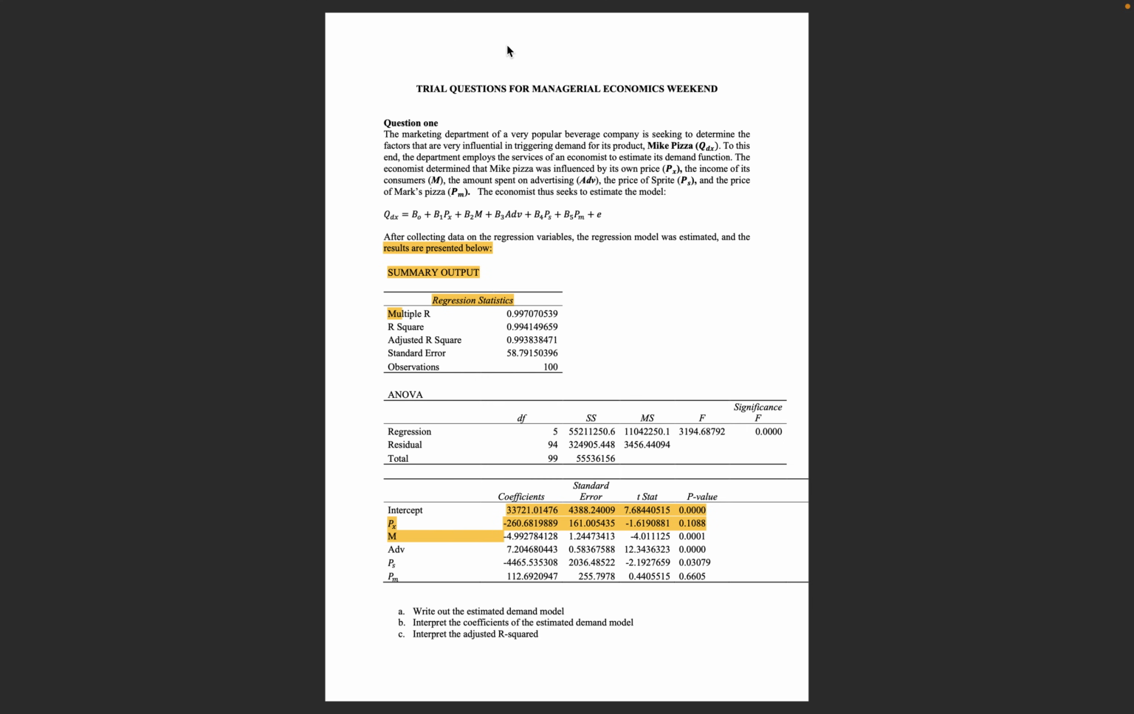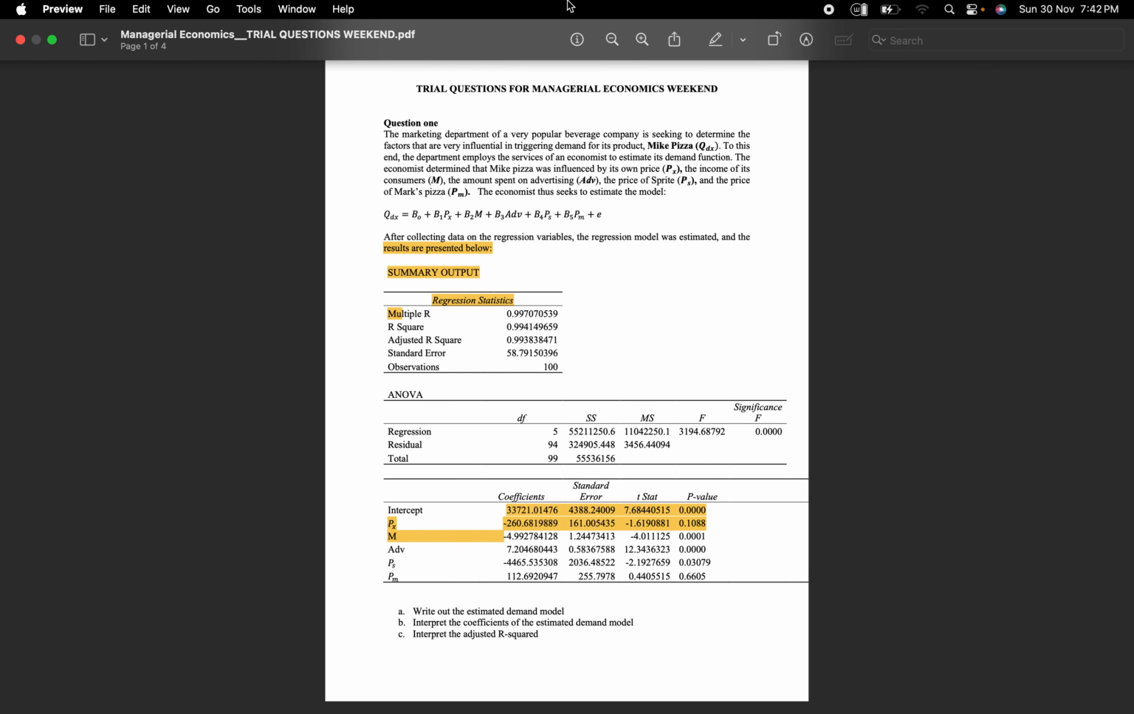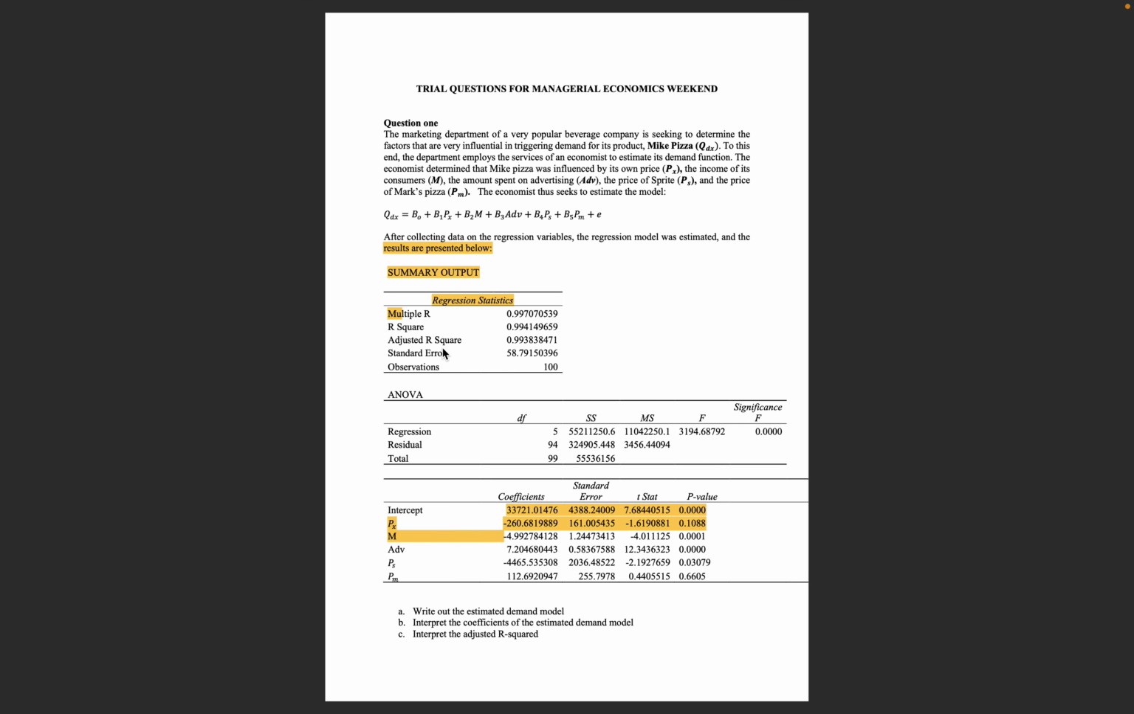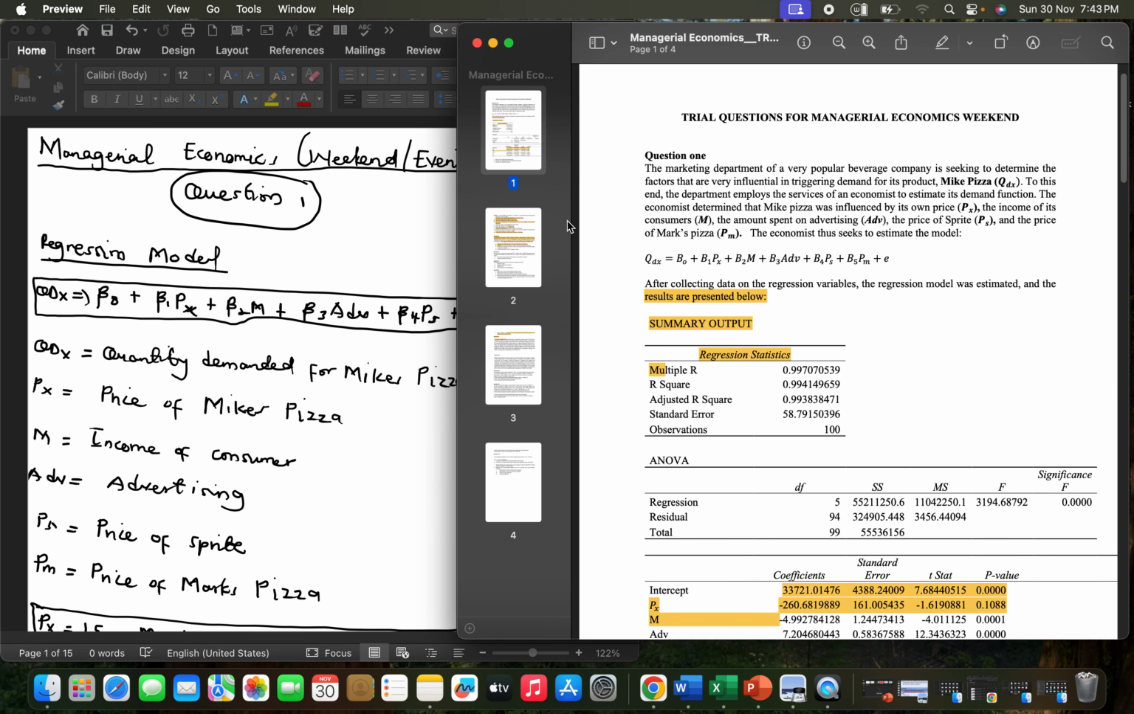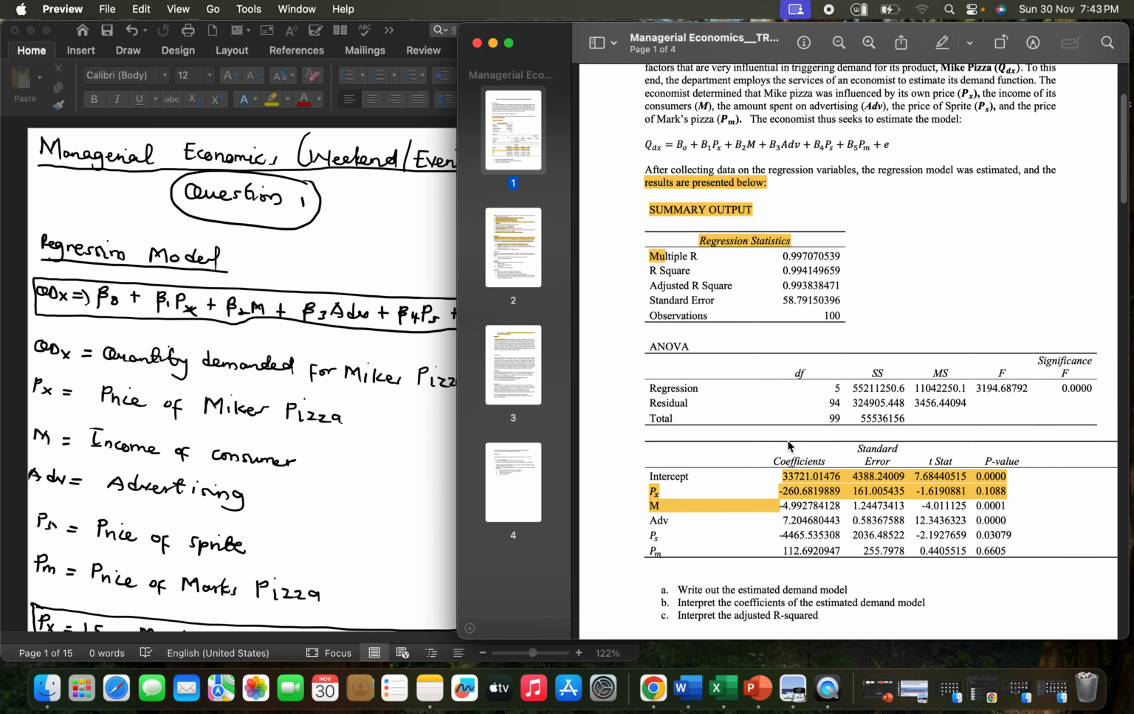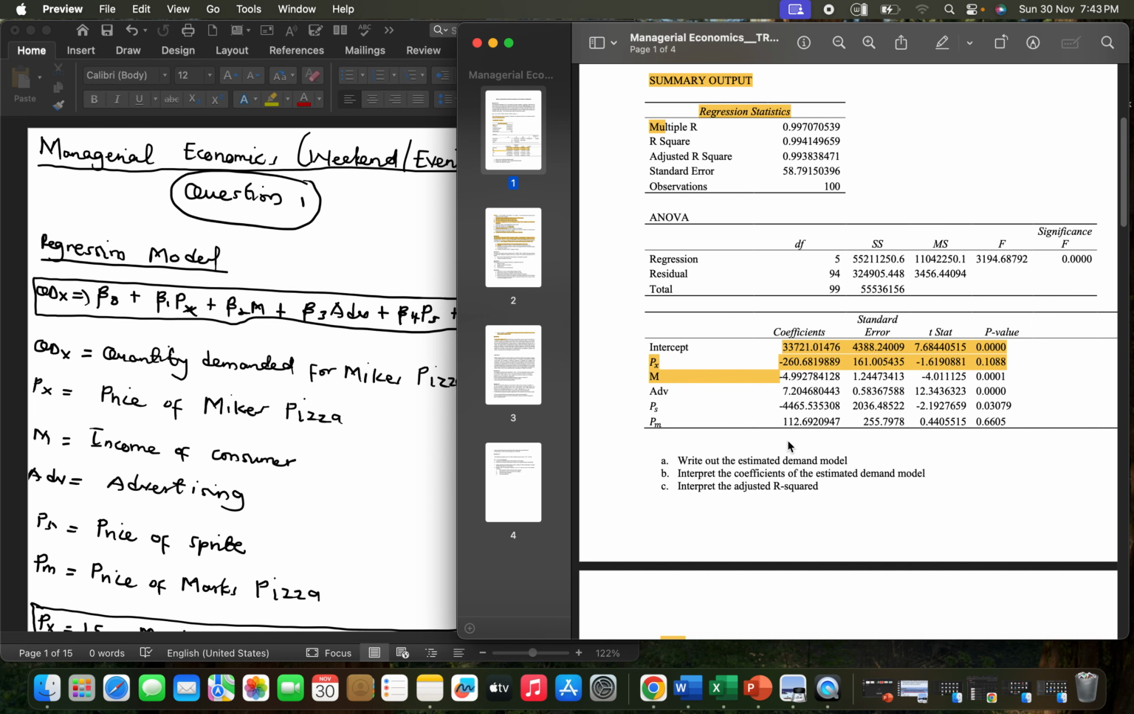The e is what we term in regression analysis as an error term. So we have the summary output here. We have the ANOVA table as well. The ANOVA is what we call the analysis of variance. Then we have this table as well. So we have three tables in all. So let's go back to the question. The A part of the question states: write out the estimated demand model.